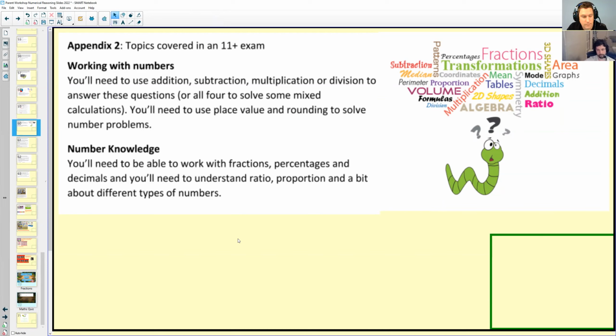Also within the appendix, there are some suggestions of some games and activities that you may well want to look at to support your child at home, and that's things like apps. There are some really good 11+ maths apps out there, certainly for times tables, but there's also ones where children can actually do actual tests on an iPad or on a phone.